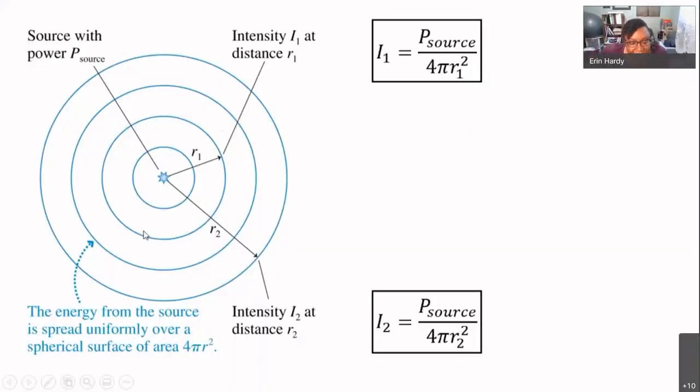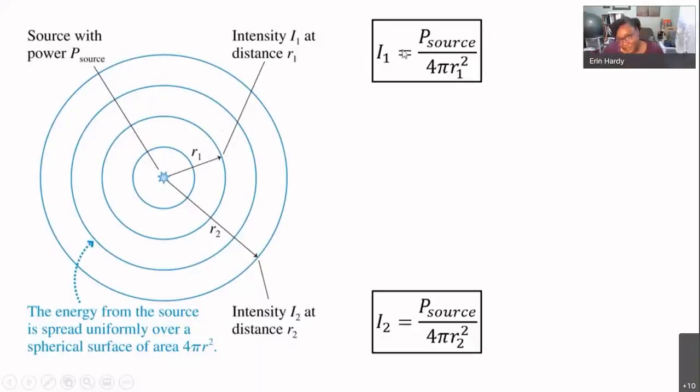So in this image on the left, imagine that this is some source of sound and that you are trying to measure or evaluate the intensity at two different distances, R1 and R2. If R2 is greater than R1, then you should expect that the intensity should be lower the further away you are from the source. But the source is just producing energy at a consistent rate. So the power of the source is going to be the commonality here.